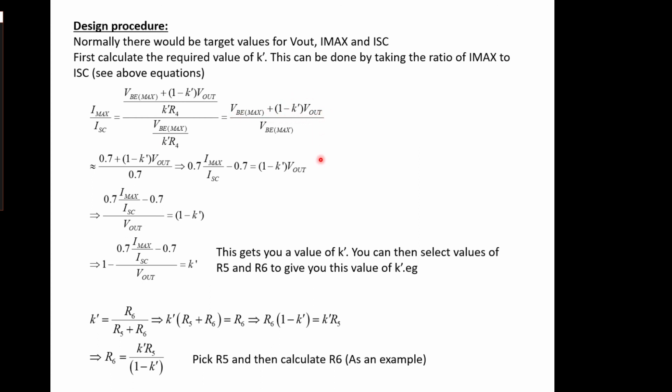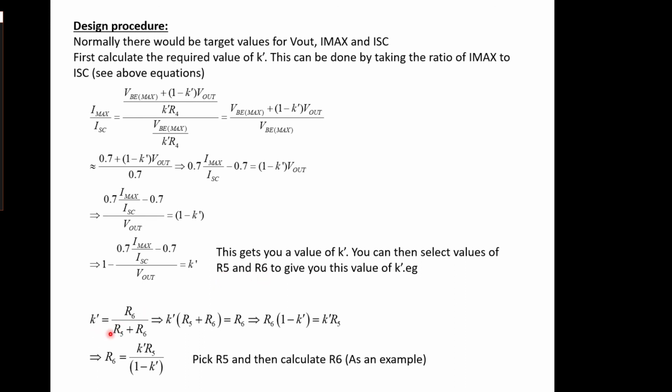We now know that VBE max is going to be 0.7, so that can fit in there quite nicely. Put the 0.7s in, and everything simplifies down to quite a simple arrangement. And by simple manipulation of these equations, we end up with a value of K primed, which is dictated by our design parameters, which we've got full control over, so there's no longer any variables in there, and everything is fixed. This gives you a value of K dashed from your design parameters, and then you can just work out what K dashed is by fixing R5, for example, and calculating R6.